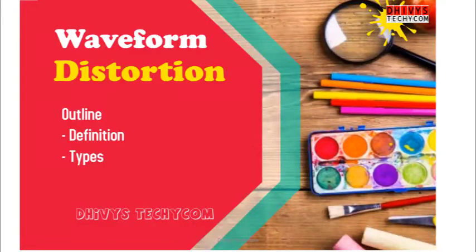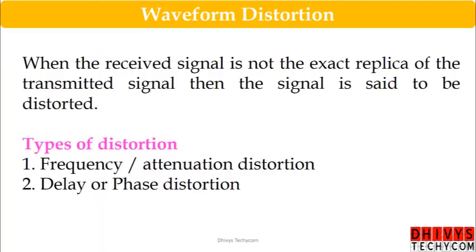Waveform distortion is found to be the first major problem in transmission lines. The definition of waveform distortion is when the received signal is not the exact replica of the transmitted signal, then the signal is said to be distorted.